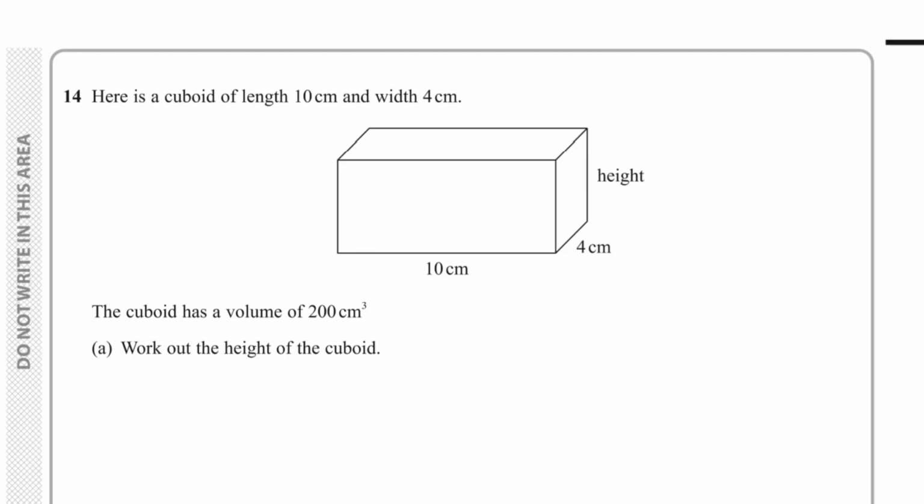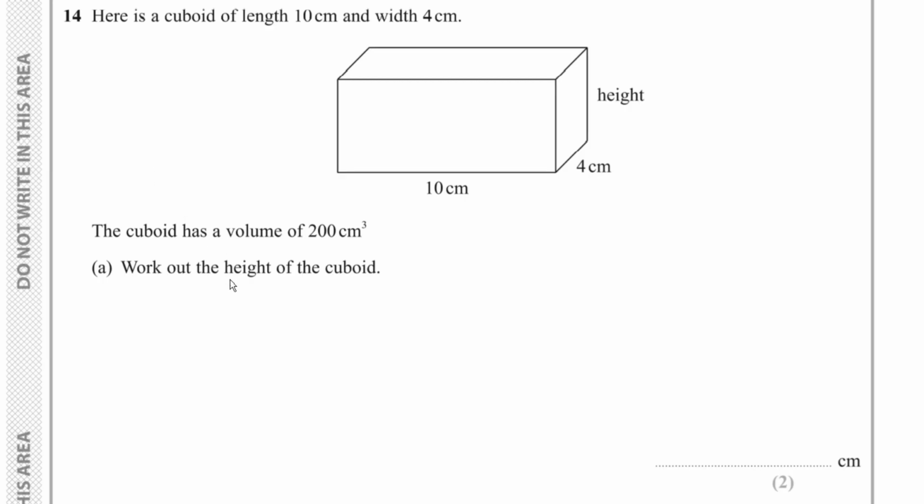Question number 14. Here is a cuboid of length 10 centimeters and width 4 centimeters. The cuboid has a volume of 200 centimeters cubed. Part A, work out the height of the cuboid. So we have 10 times by 4 times by h equals 200. So we have 40h equals 200, which means h equals 5.